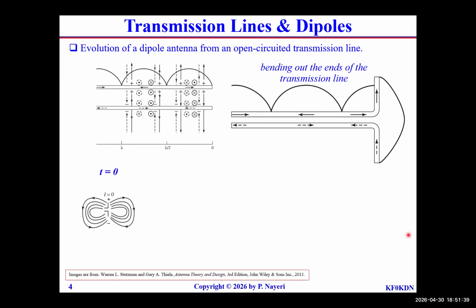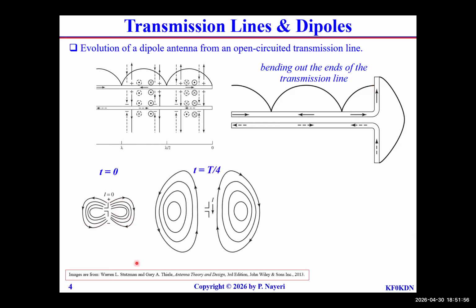So when I'm at t equal to 0, we're going to assume that this here is positive and this here is negative. So as a result of it, the electric field lines would close from top to bottom in this manner. As this propagates further, the same process occurs. This is at 1/4 period.